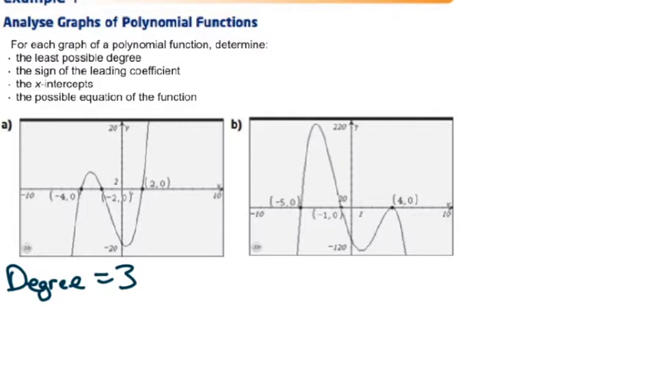In B, we also have 3 x-intercepts. The one at 4 bounces off the x-axis, meaning that that x-intercept has a multiplicity of 2. So we have a multiplicity of 2, and multiplicities of 1 here, meaning our degree would have to be 4.